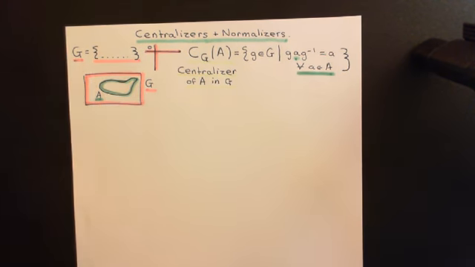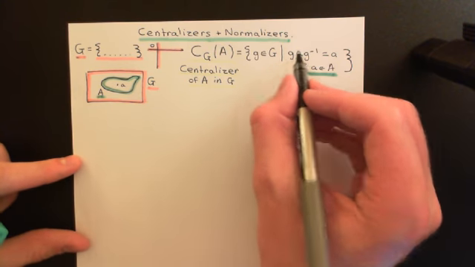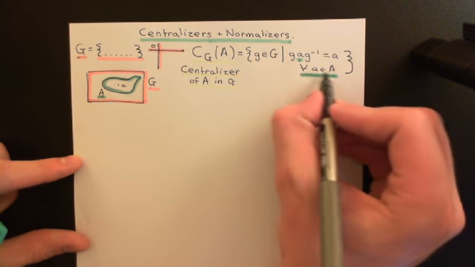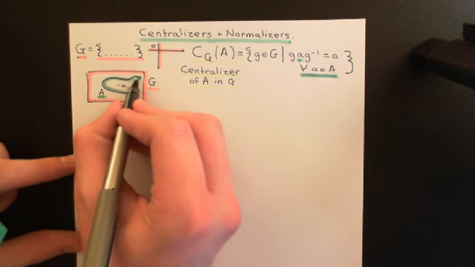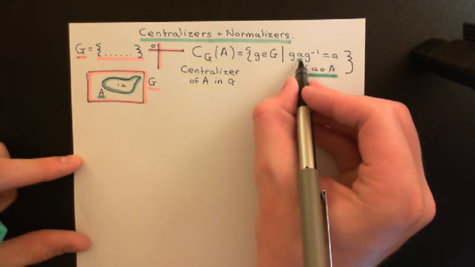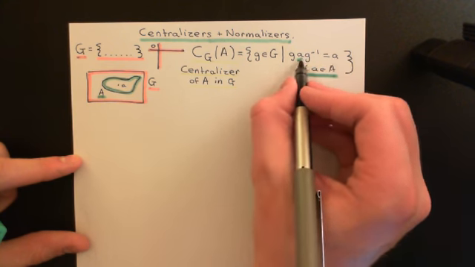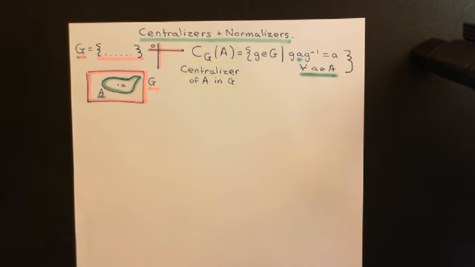So take g a g inverse. Conjugate little a by the element little g, then it must give me the element little a back again, and that's for all little a in the set capital A. So go through every single element of this set capital A, conjugate every single element by the element little g, and little g, when it conjugates the element little a, must send little a onto itself basically. So all of the elements of this subset capital A must be fixed by conjugation by any element of the centralizer of A in G.